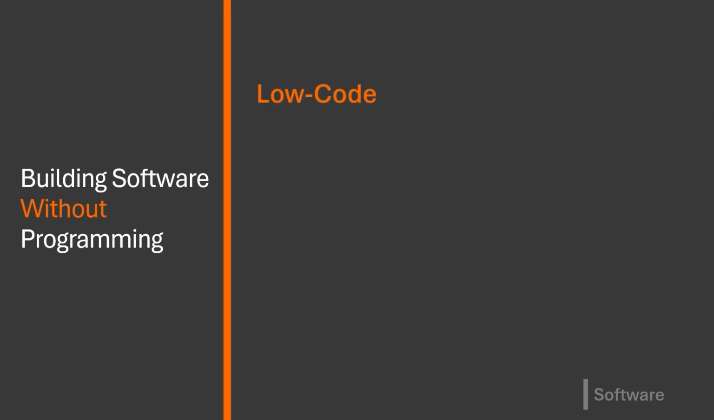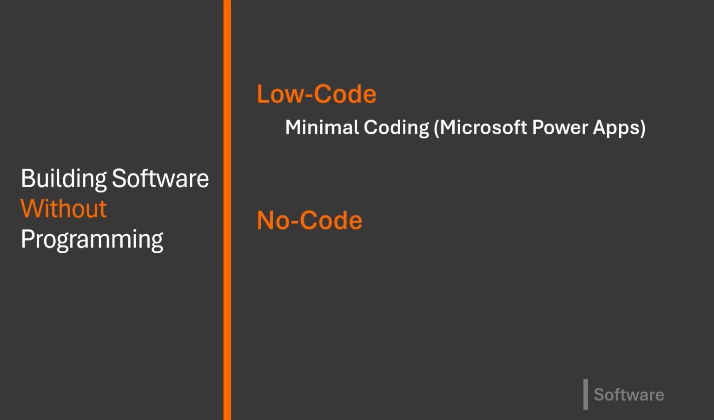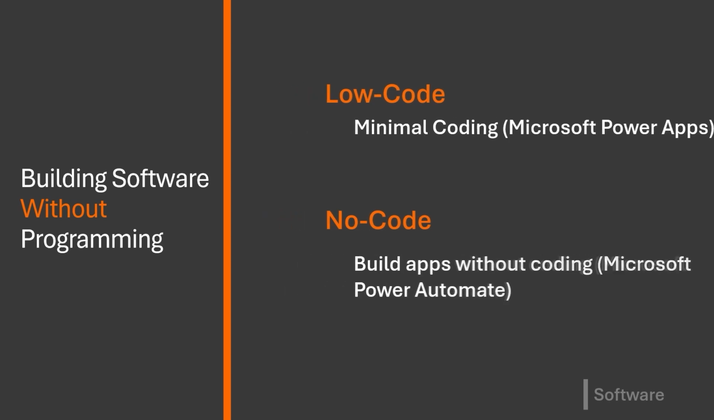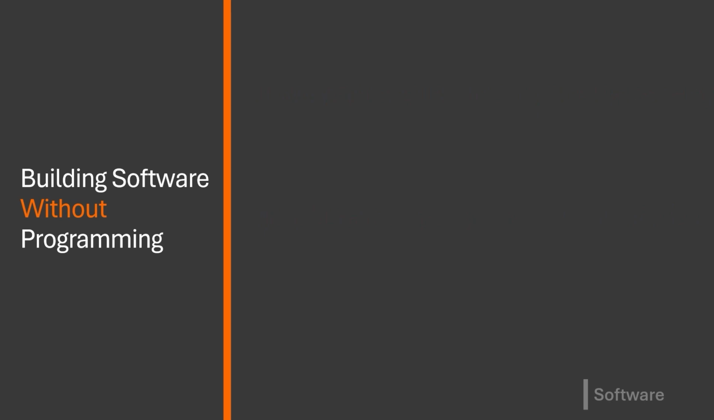With low-code platforms, you may need minimal coding for customization. Examples include Microsoft Power Apps, Mendix, and OutSystems. These are great for business applications that require some complexity but don't need full-scale programming. No-code platforms like Zapier, Airtable, and Microsoft Power Automate let users build applications and automate workflows without any coding at all. While these platforms accelerate development, they may have limitations in flexibility and scalability compared to traditional coding approaches.